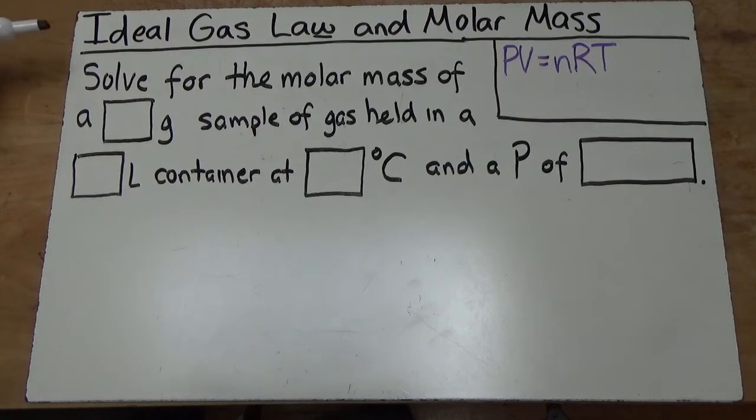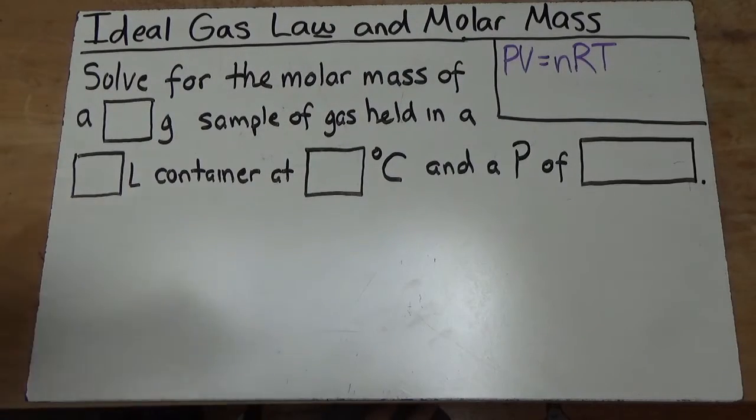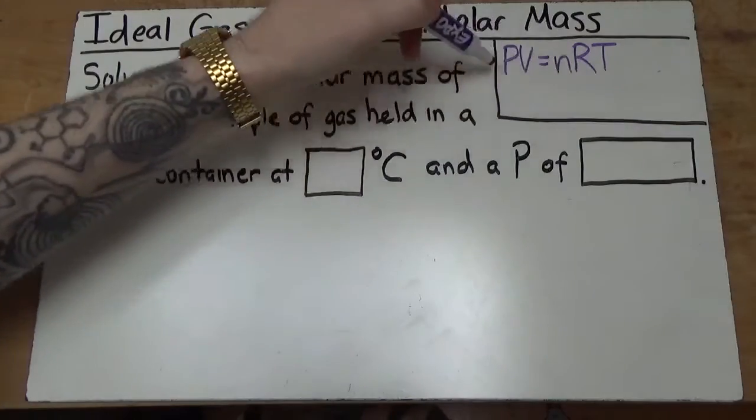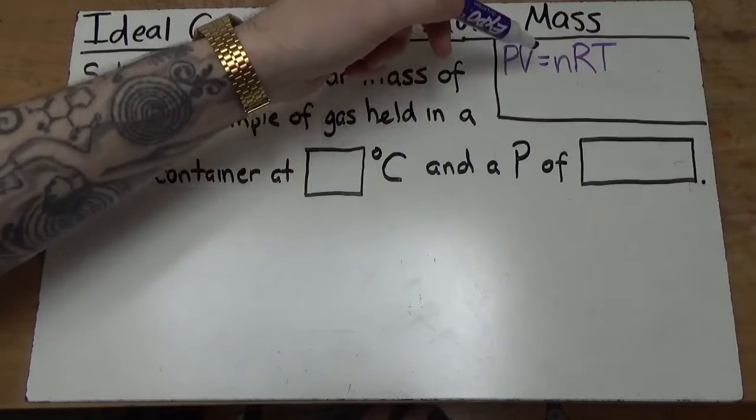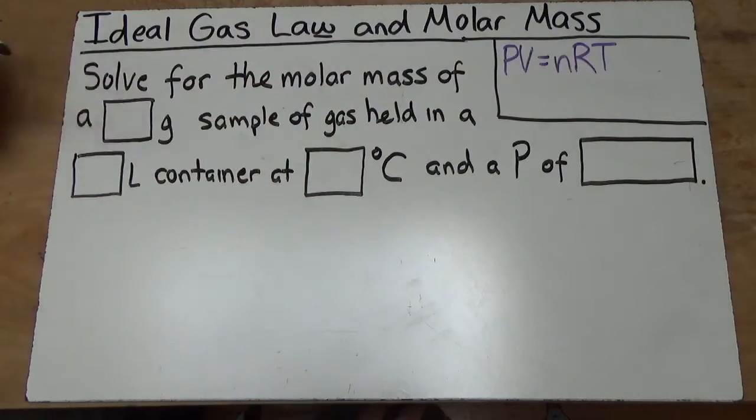Today's lesson is solving for the molar mass of a sample using the ideal gas law. At first, this might seem impossible because there is no mass in the ideal gas law. There's pressure, volume, moles, the gas constant, and temperature.